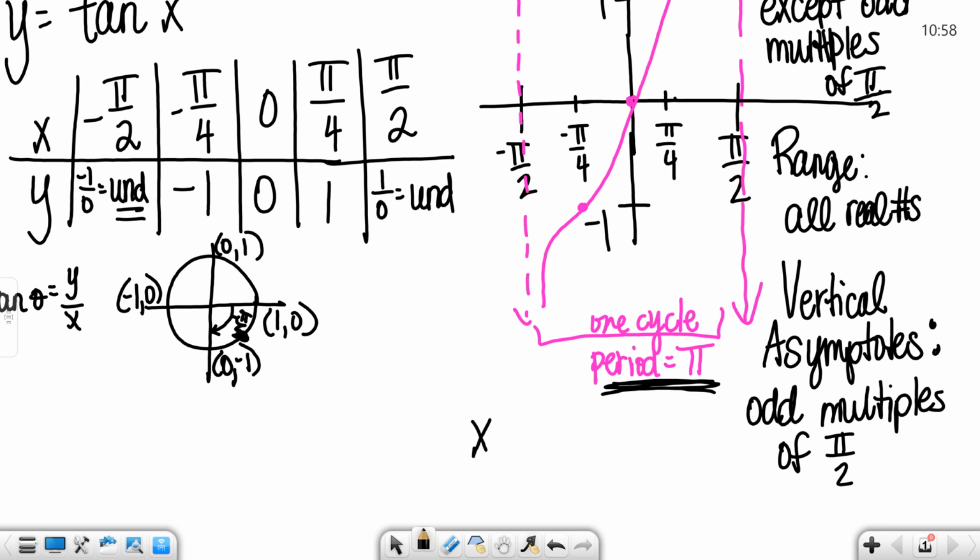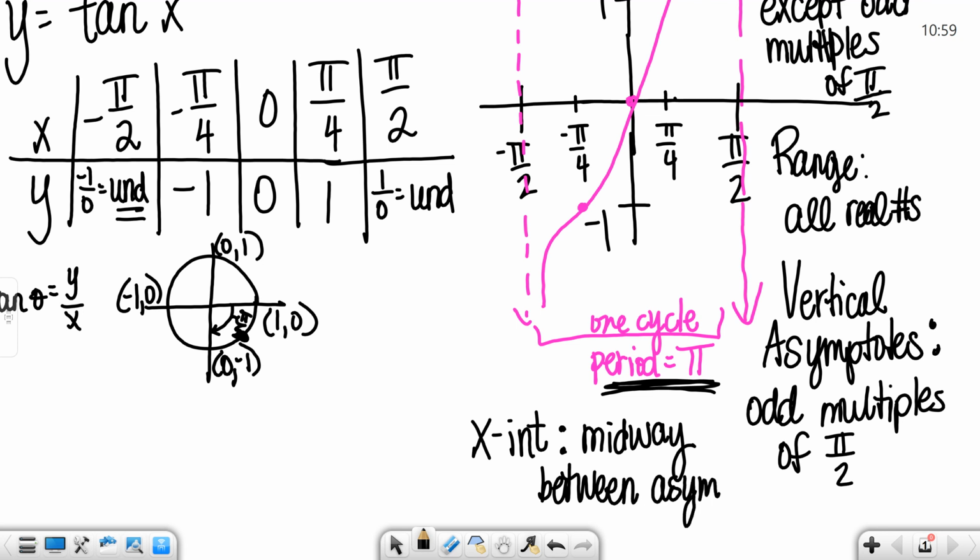Okay? And then the last thing that I want us to remember is that we have x-intercepts, and those are located midway between the asymptotes. And so that's going to be helpful when we start creating some tables. Okay, the x-intercepts are midway between the asymptotes. So if we look at this diagram for tangent, asymptote at negative pi over 2, and at pi over 2, there's an x-intercept at 0, which is in the middle of those two, midway between those two.